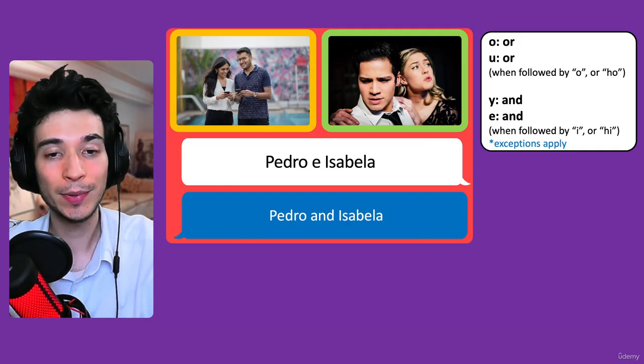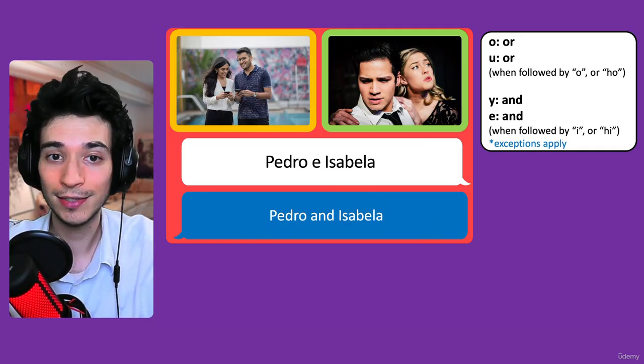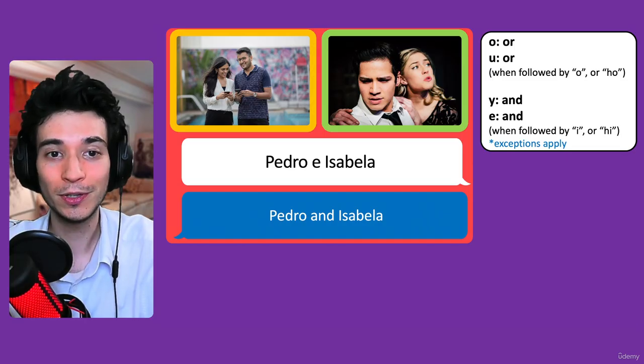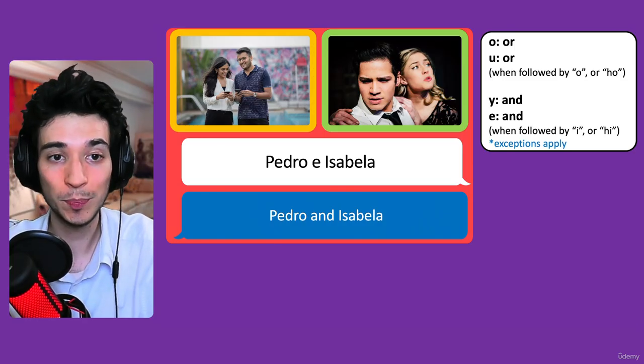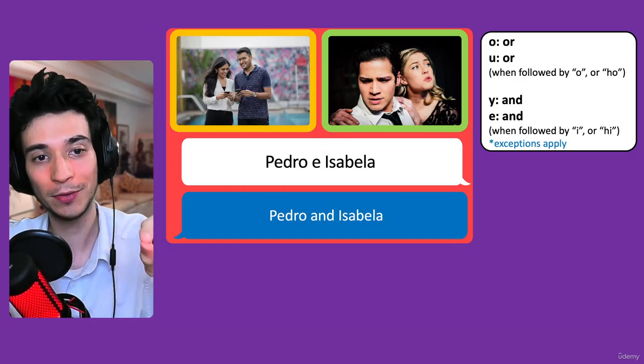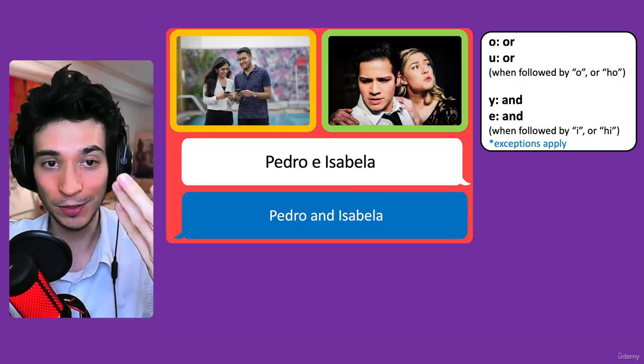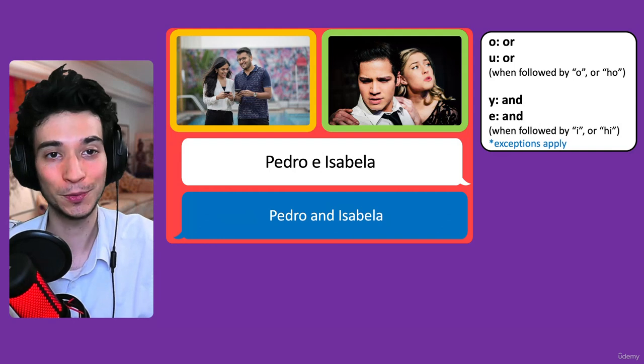Another example. Pedro e Isabela. Pedro and Isabella. So Isabella starts with I, so you change the Y to E. So in this case, Pedro e Isabela. You will not say Pedro y Isabela because it makes the double E sound.